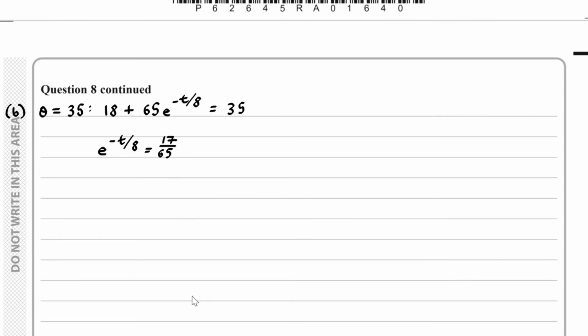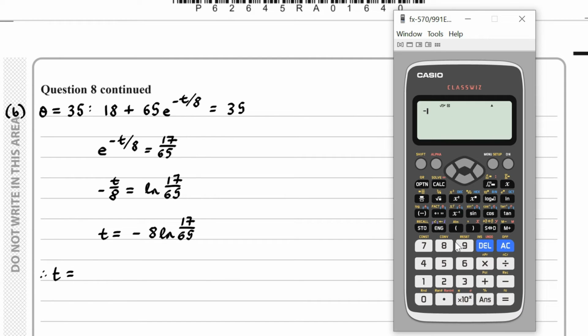And if we log both sides, we see that minus t over 8 is equal to the natural log of 17 over 65. So t is equal to minus 8 times the natural log of 17 over 65, which to 1 decimal place is 10.7 minutes to 1 decimal place.